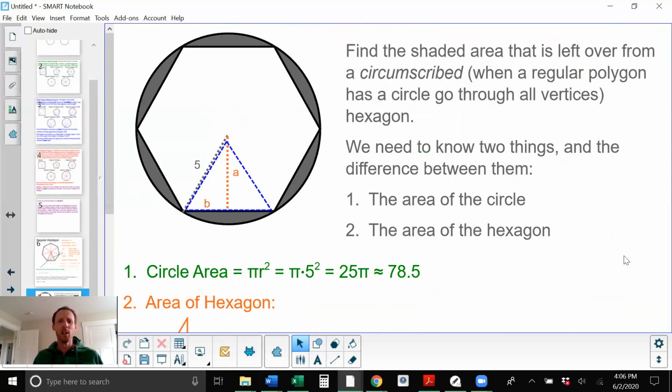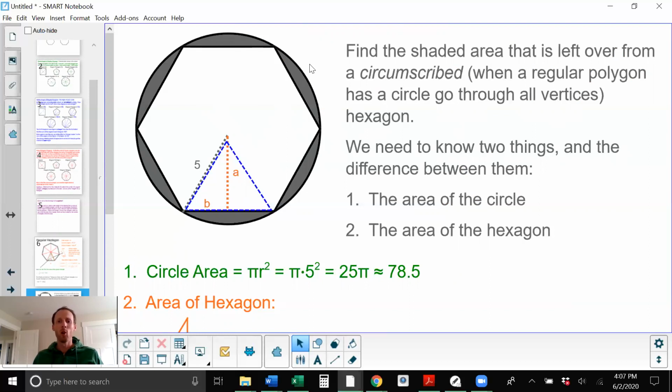All right, last thing for today. What if we take one of our regular polygons and we circumscribe it inside of a circle? That means that there's a circle that has the same center as the center of our regular polygon, such that the circle goes through all of the vertices. In this case, we have a regular hexagon, and the circle that goes through all of its vertices has a radius of 5. And what we want to know is the sum of these shaded areas. What's left over if I carve out this regular hexagon from the circle that has a radius of 5?